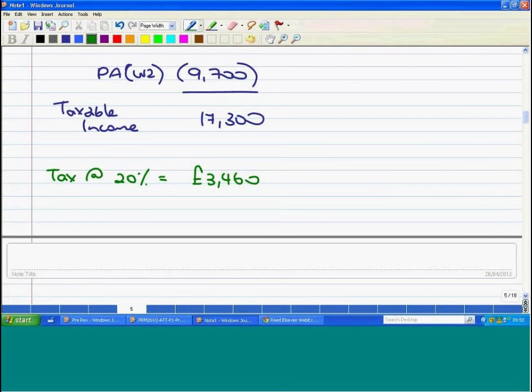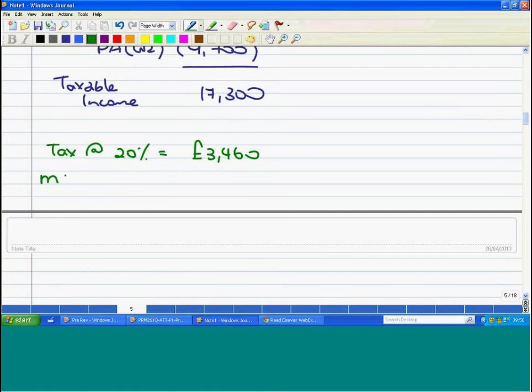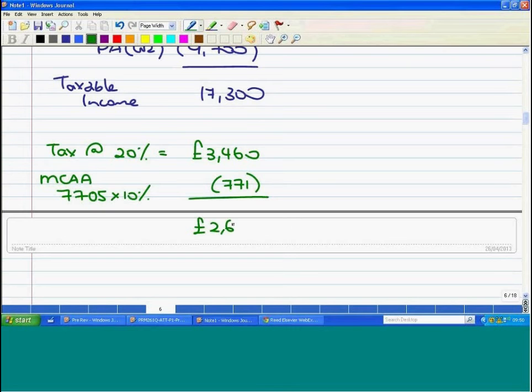That would normally be our tax liability, but remember, we always need to consider tax reducers to give us our full tax liability. Now, tax reducers, married couples age allowance is one of those. And again, use your tax tables. So where we're looking at married couples age allowance, we're taking that figure off the tax tables of £7,705. We're taking 10% of that, which means we can reduce his tax liability down to 2689. And that is where we would finish.